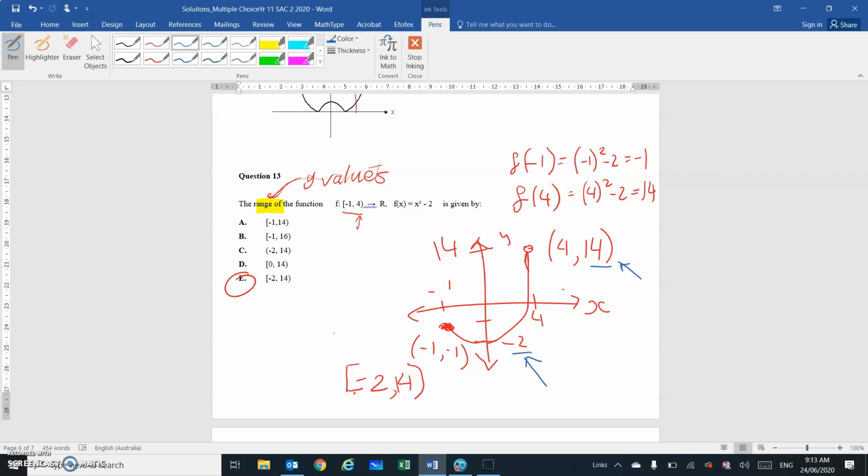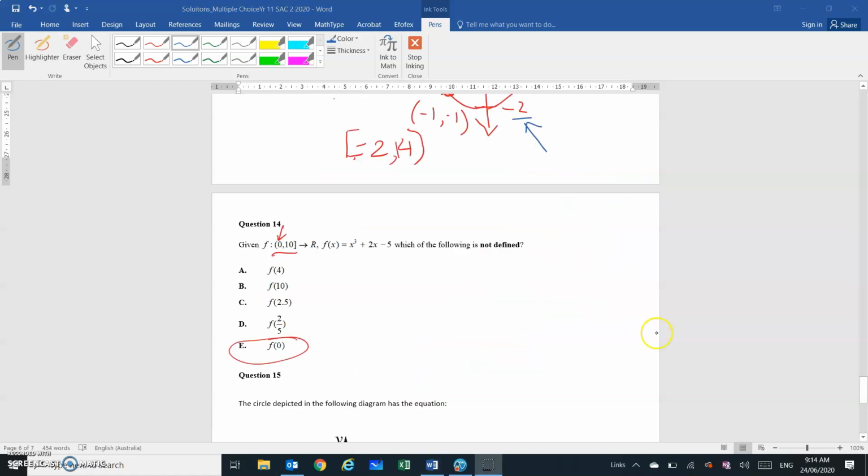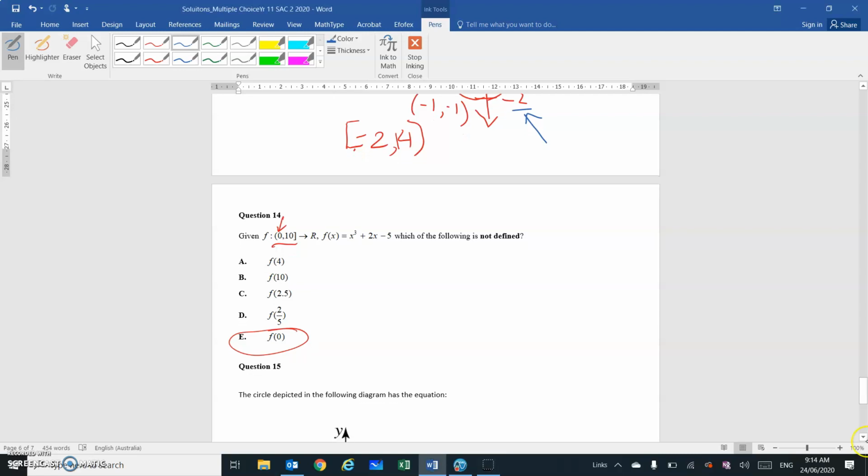Okay, let's move on to question 14. Question 14 is just checking that you understand the domain. So the domain is 0 to 10, not including 0 but including 10. And so it's not defined at x equals 0. So therefore it can't be defined at y equals 0. It will be an open circle. So that's why f of 0 is not defined. Because that's like saying where y, the y value.